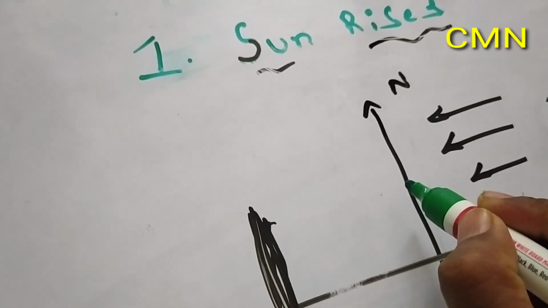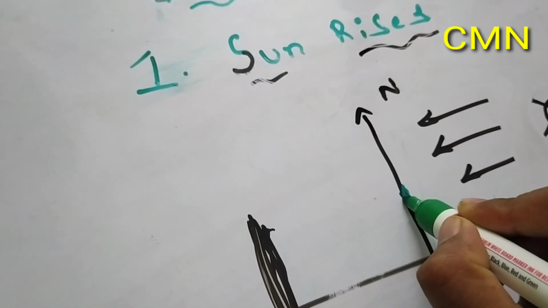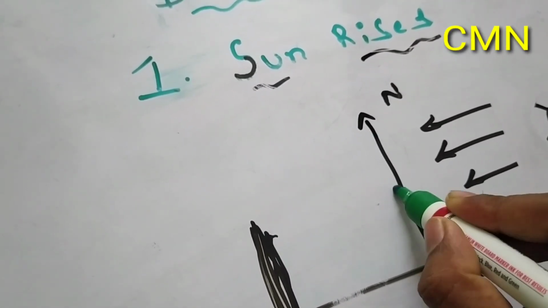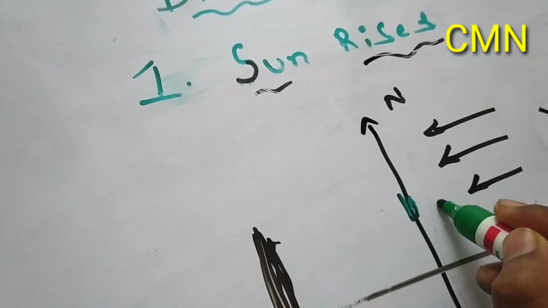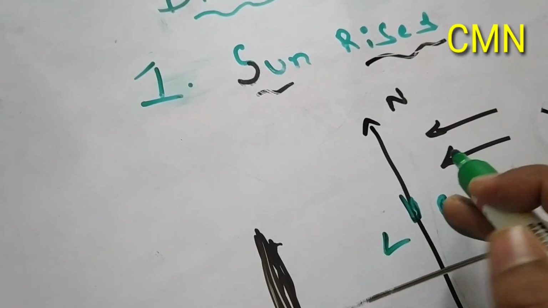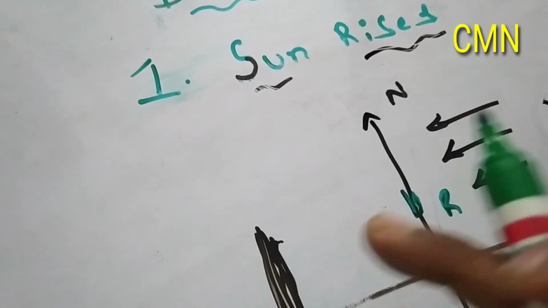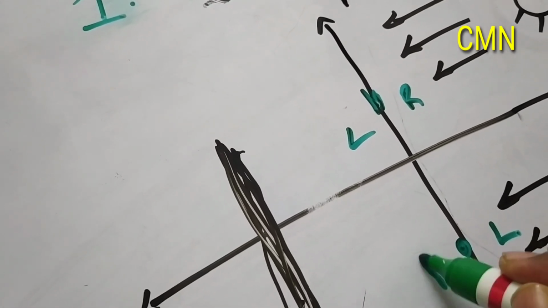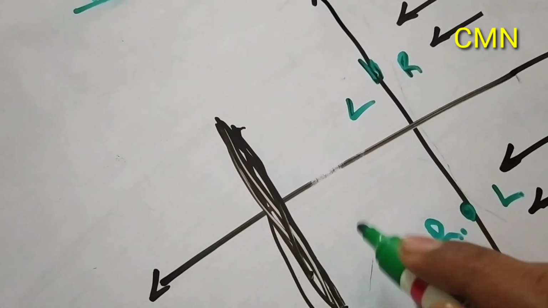Suppose you are standing here and facing north direction. This is your right, this is your left. That means the west direction is on your left side, so the shadow will be on your left. If you are facing south, the shadow will be on your right.